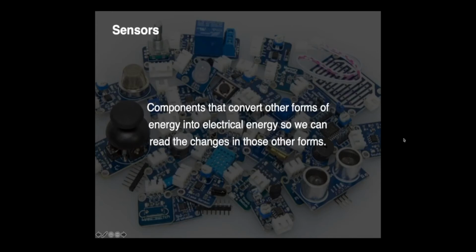So we're going to be working with a number of different sensors. Sensors are basically just components that can convert other forms of energy into electrical energy. So we can take that data, take those readings and change them into other forms. A sensor would be like a proximity sensor, a distance sensor, which is basically creating some sort of electrical energy based off of how close you are to it. And that changes based off if you're really close or far away.